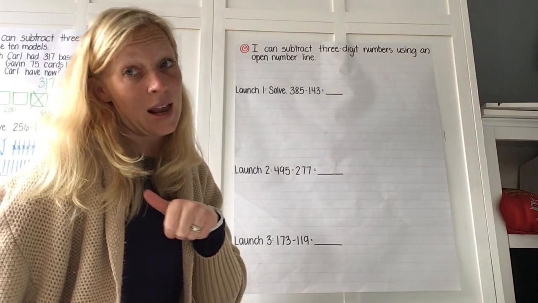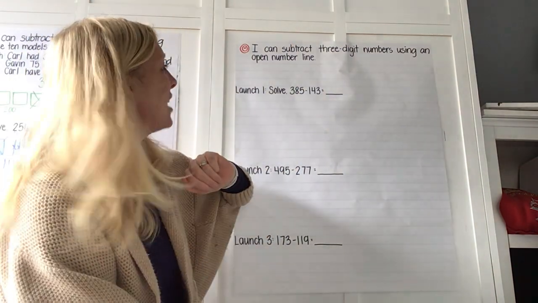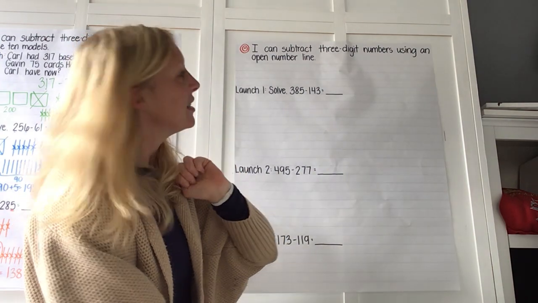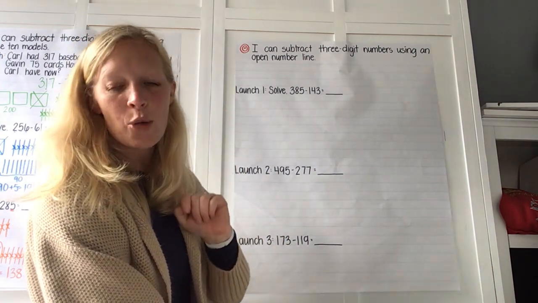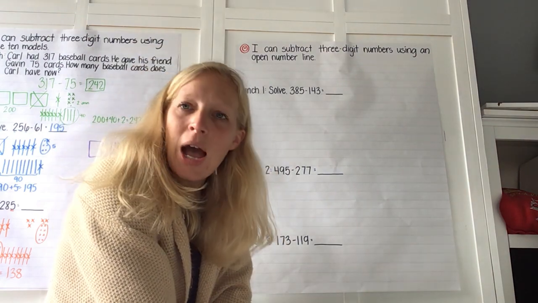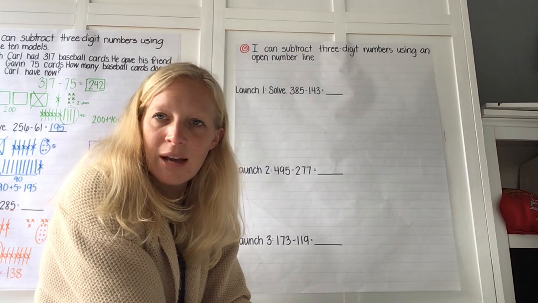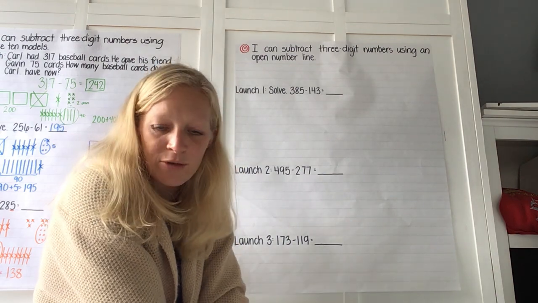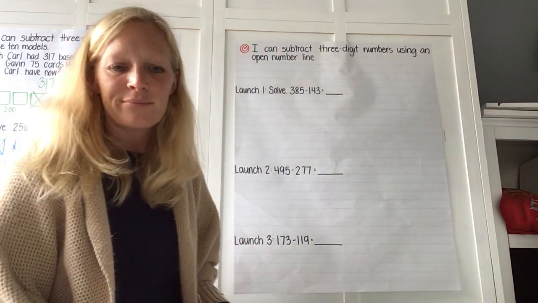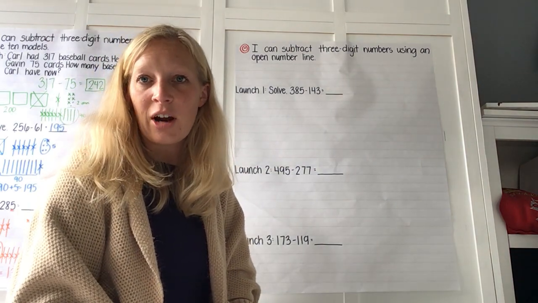Let's take a peek at our learning target. I can subtract 3-digit numbers using an open number line. Now I gotta ask you, how do we know what to do on a number line? How do we know where to start, or what do we do first? We gotta look at our equation, right? And figure out what we need to do.